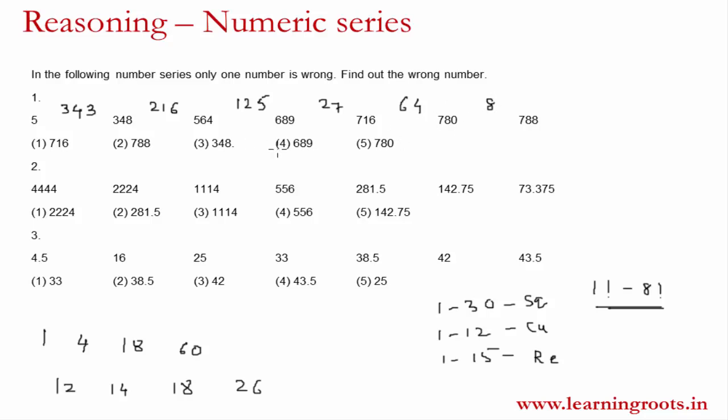Okay, so if you look at the series, you can find out that the difference is nothing but cubes of numbers. So 5 plus 7 cube is 348, 348 plus 6 cube is 564, 564 plus 5 cube is 689, 689 plus 4 cube should be present, but this is not present, so 716 is incorrect. So it should have been 689 plus 64, which would have given me 753, and 753 plus 27 would have given me 780, 780 plus 8 gives me 788, so the rest of the series is fine except 716, so that is our answer.